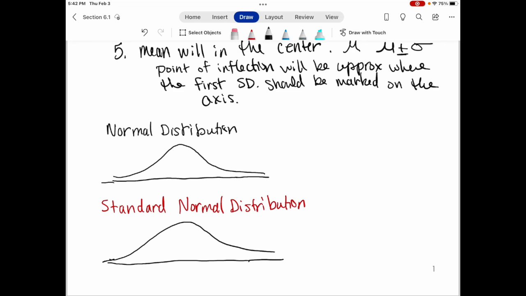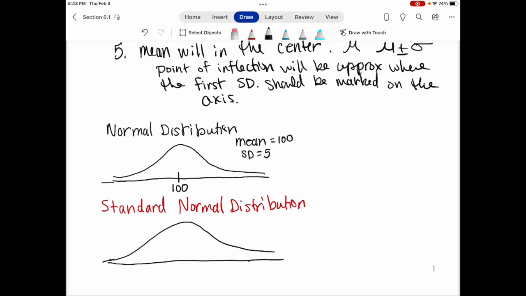Okay, now that we have an idea of what a normal distribution is and what it looks like, now we're going to discuss the difference between the normal and the standard normal distribution. Now, if I gave you a normal distribution, let's say we are talking about some scores on a test. Let's say that the mean is 100, and let's say that the standard deviation is 5.